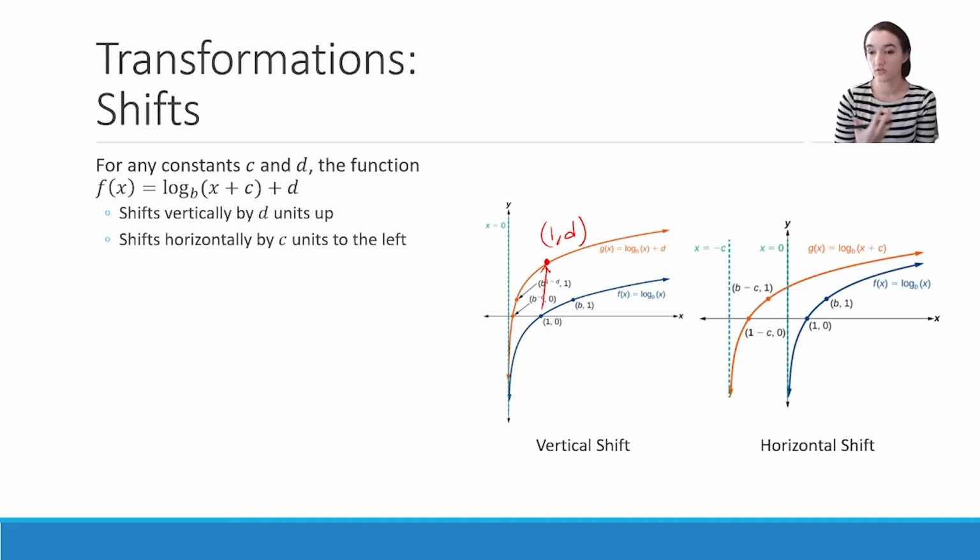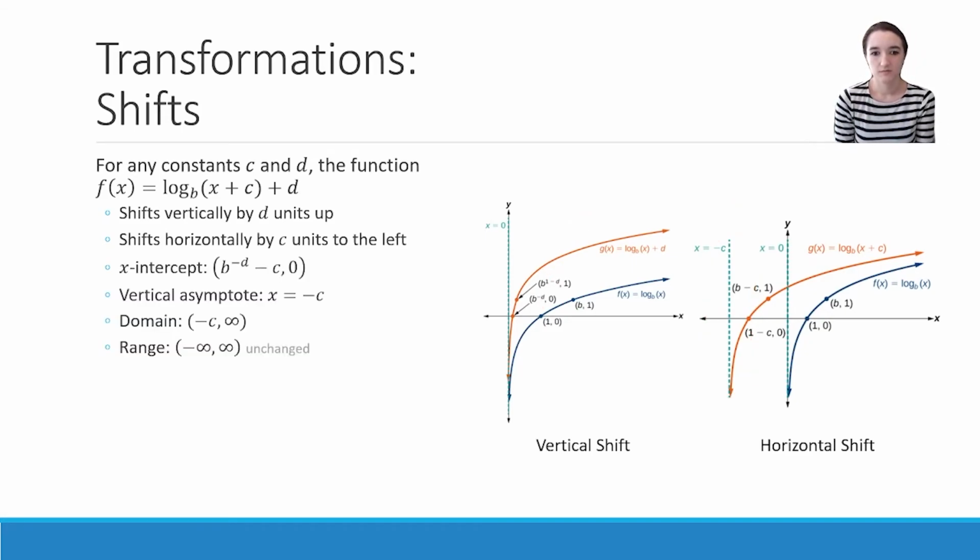So you can use the new 0 to help you figure out what D and C were, or you can use where 10 moved to. You can also, for sure, pay attention to where that asymptote went. That's a big one. So when we do that shift, we get the x-intercept is at b to the negative d minus c, 0, and the vertical asymptote is x equals negative c. The domain is negative c to infinity, and the range is unchanged.